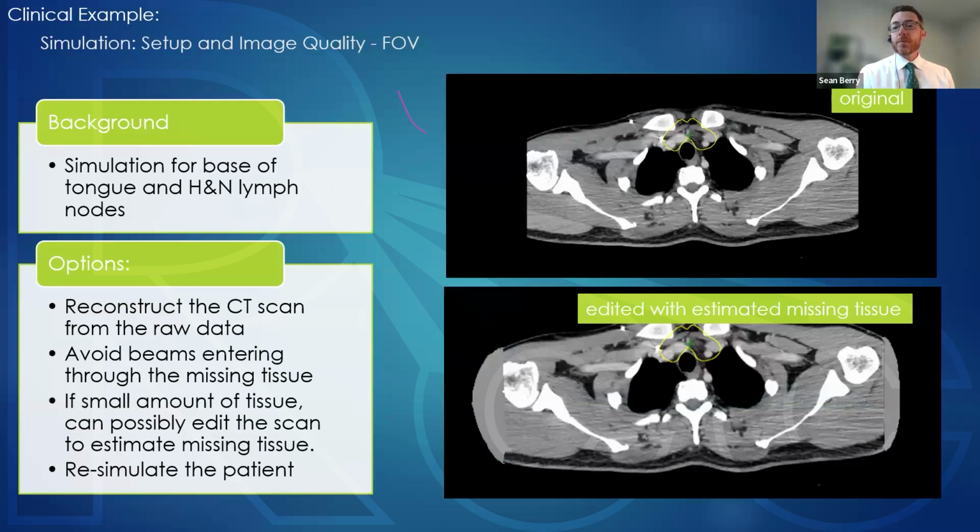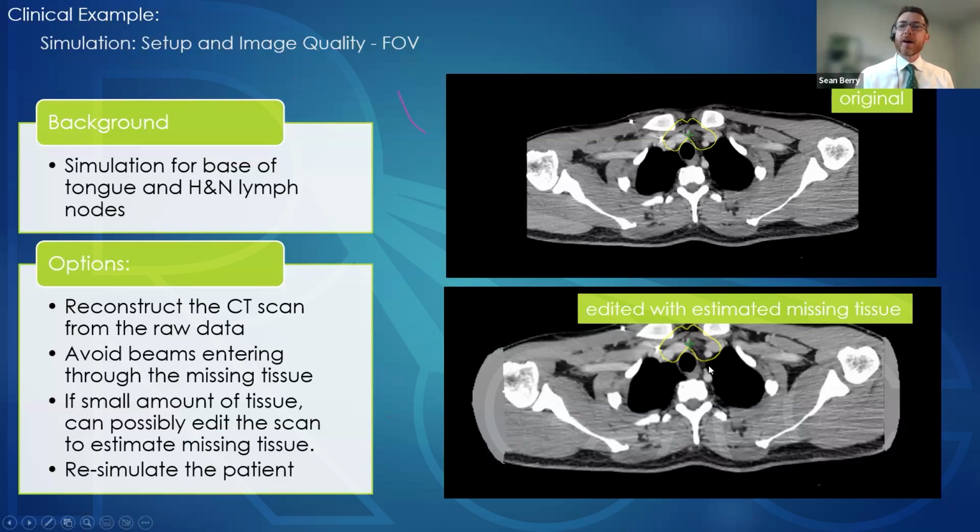Now you have a couple of options here if you see that. One is if you still have the raw data available on your CT scanner, you can probably just reconstruct the scan with a larger field of view and get that back. If you don't have the raw data anymore, you do have a few options. One, especially for a target like this, maybe you can probably just get away with having your fields not enter through this part of the body. It would kind of be an unusual beam for this target anyway, because the path length is large. So you may be able to just avoid that area in your beams.